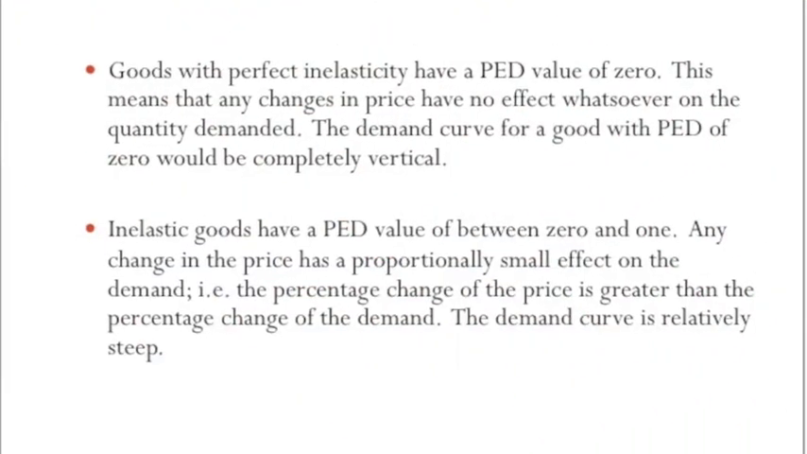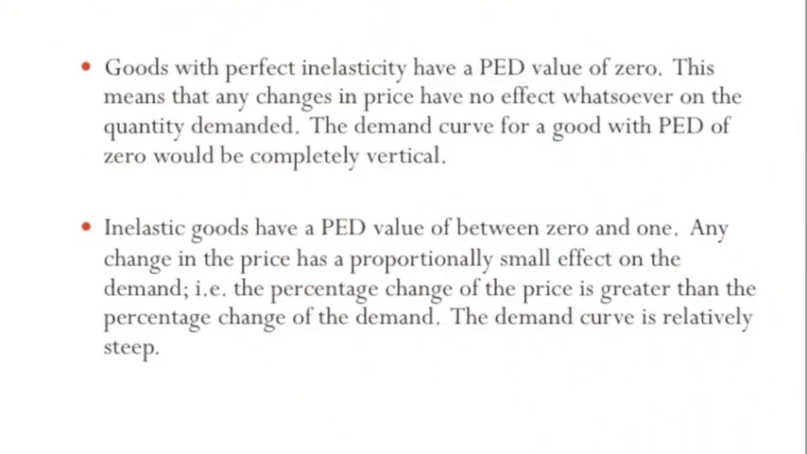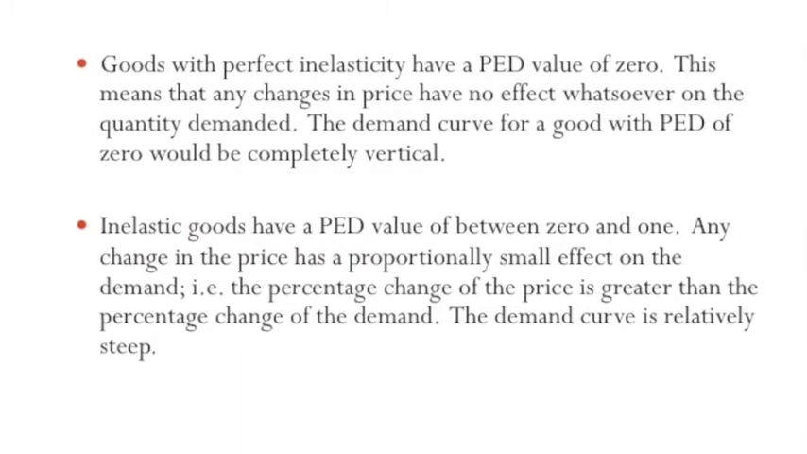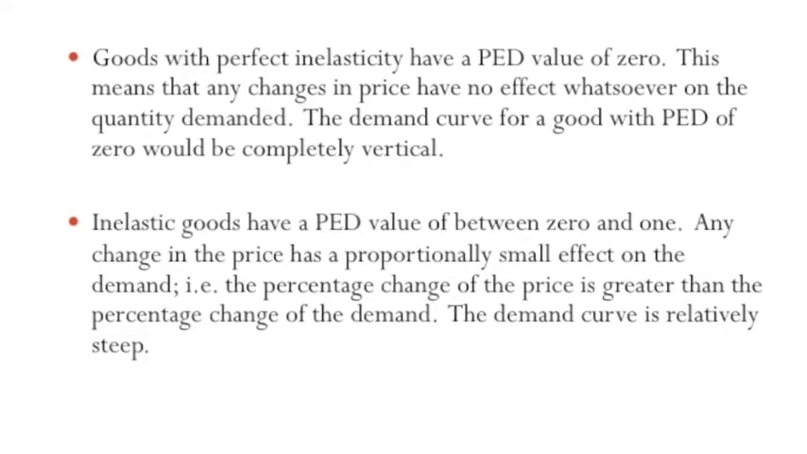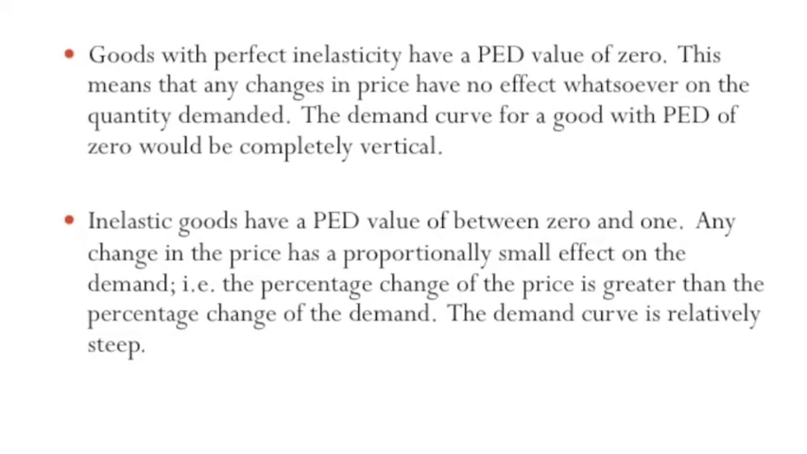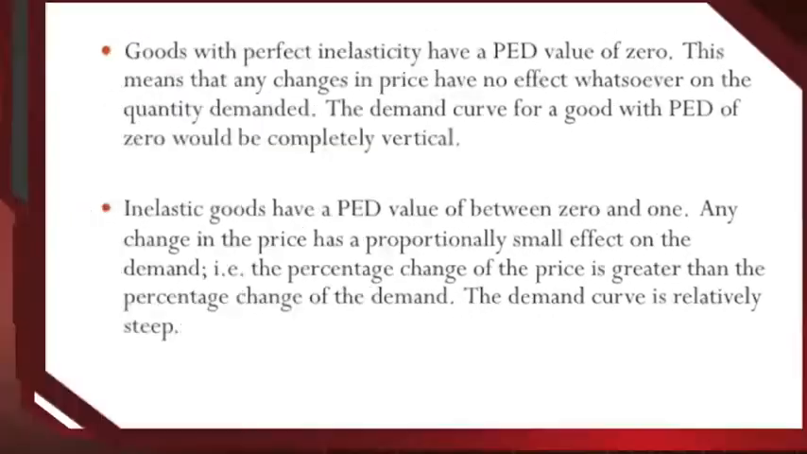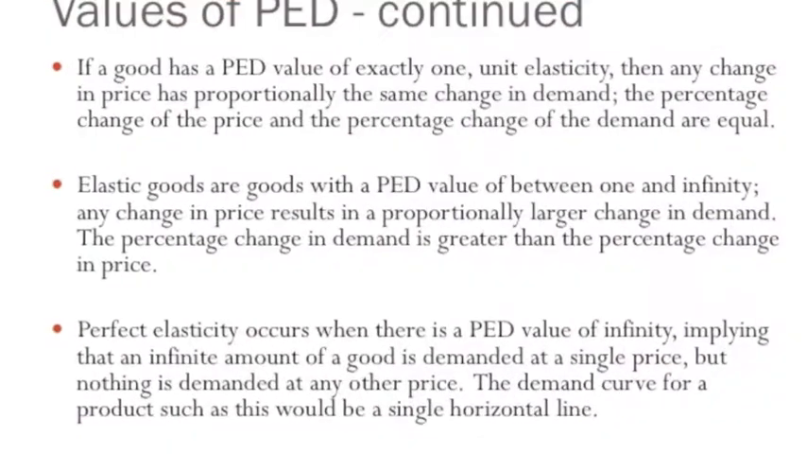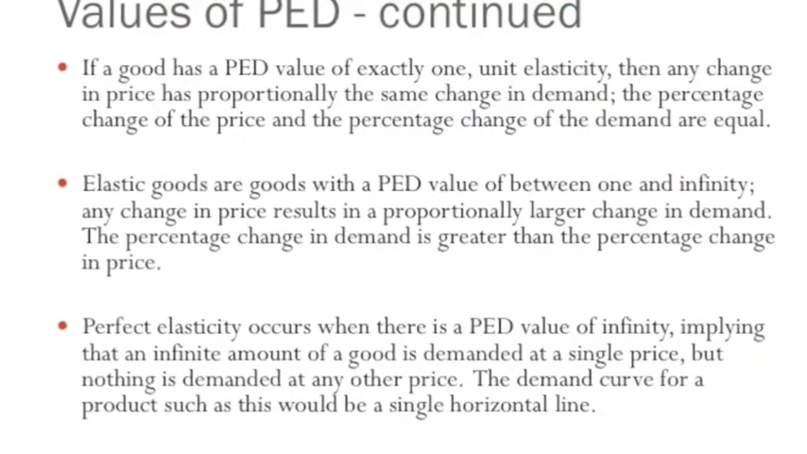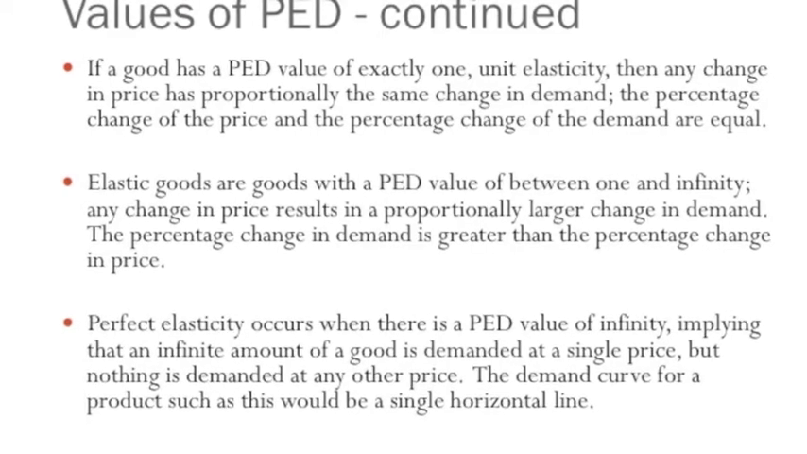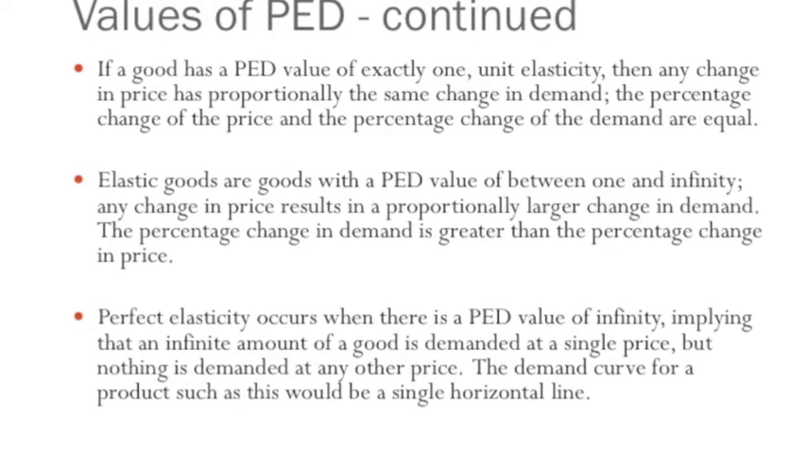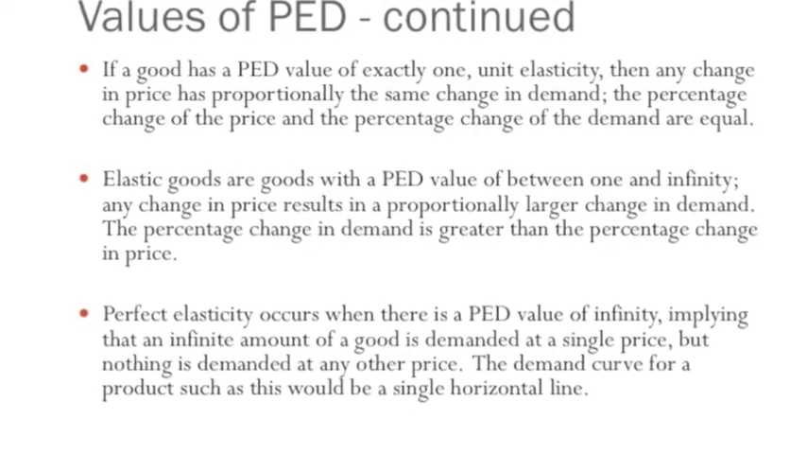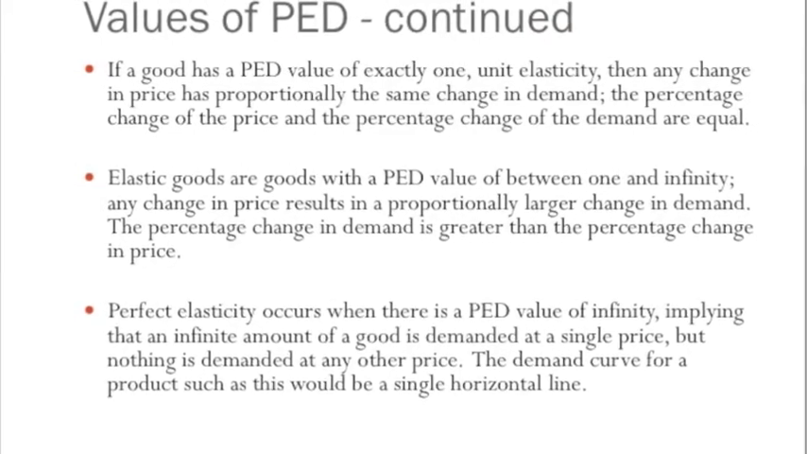Goods with perfect inelasticity have a PED value of 0. Inelastic goods have a PED value of between 0 and 1. If a good has a PED value of exactly 1, it is considered as unit elasticity. Goods with a PED value between 1 and infinity are considered elastic. Perfect elasticity occurs when there is a PED value of infinity.